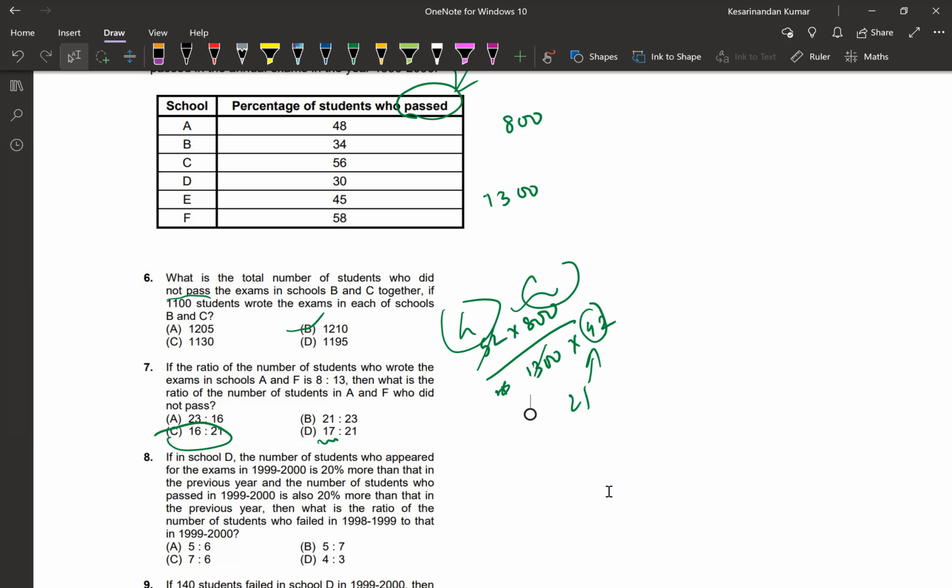We can assume the number of students. Yes, totally. Then in 1998 to 1999, let the students be 100. Then the next year they will be 120. Great. So from the given percentage of passed students, we have 45 students passed in 98 to 99, and similarly 1.2 into 45. Sorry.